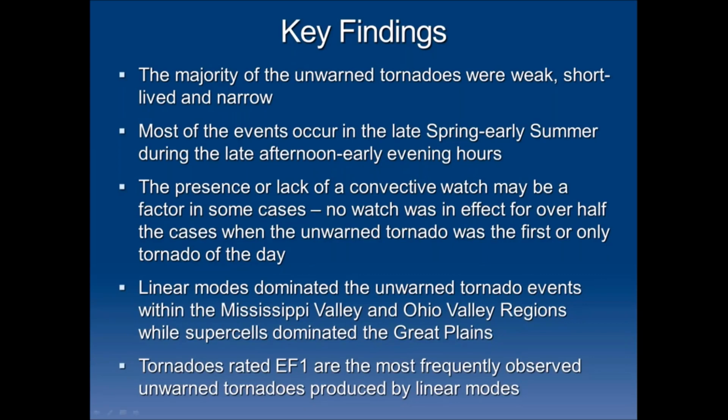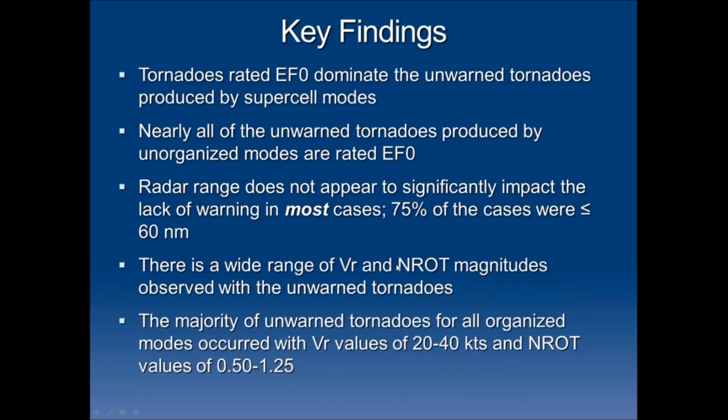Tornadoes rated EF1 were the most frequently observed unwarned tornadoes produced by the linear modes, whereas EF0 tornadoes dominated the unwarned tornadoes produced by supercell modes. And for the unorganized modes, the vast majority were rated EF0.